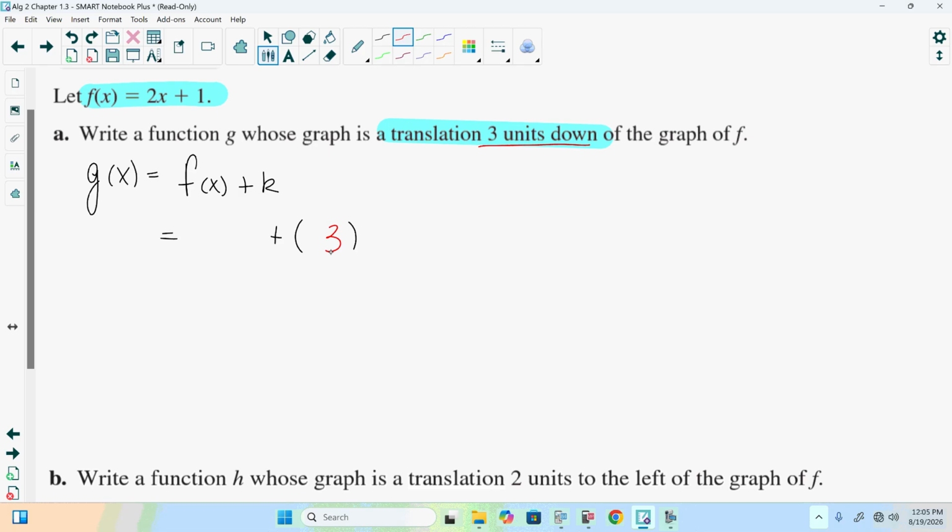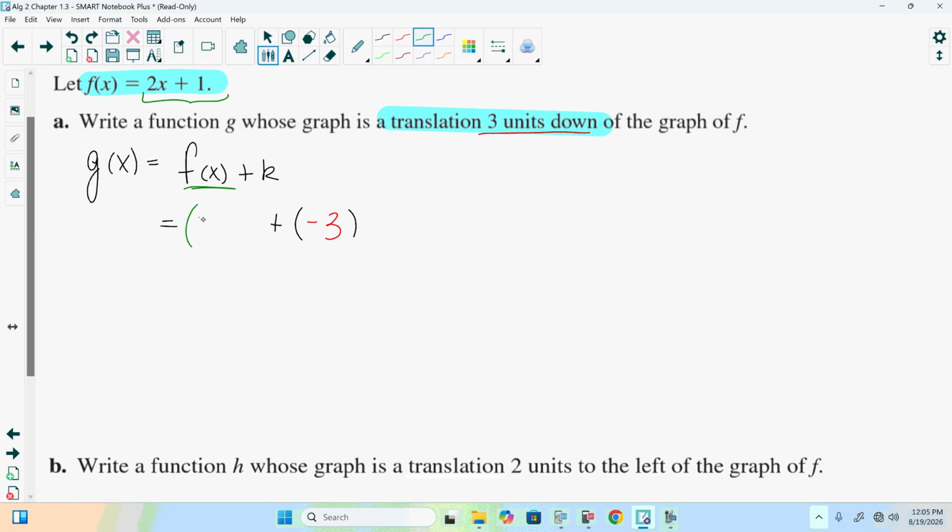Now, would that be positive 3 or negative 3? Because positive is going to be up, negative is going to be down. So it would be minus 3, negative 3. So we replace k with its value because we're moving it down 3. Now, we also need to replace f of x, because we have f of x here, with what it is equal to. So we replace f of x with 2x plus 1.